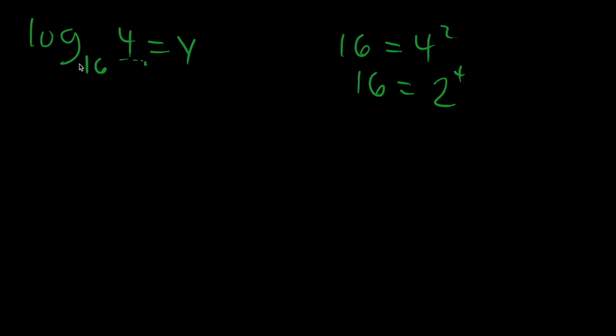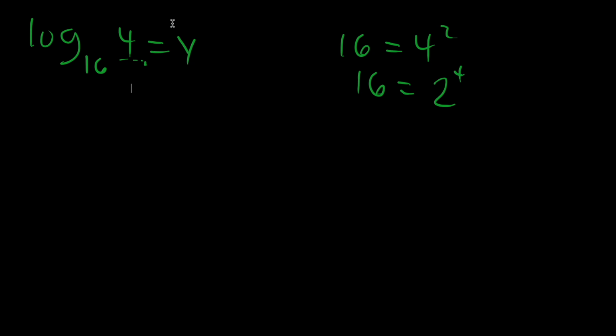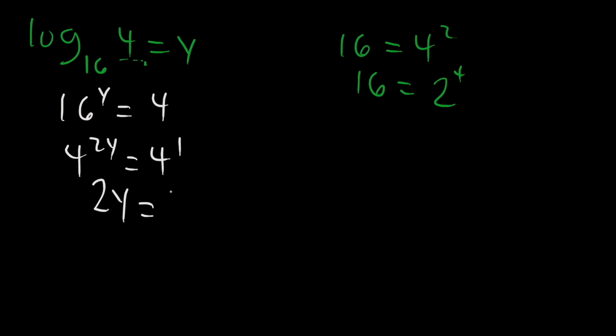So this is going to be equal to 1 over 2 times log base 4 of 4, which is equal to y. And log base 4 of 4 is going to be equal to 1. So 1 over 2 is equal to y. You can also solve the problem by using simple algebra. 16 to the power of y is equal to 4. So 4 to the power of 2y is equal to 4 to the power of 1. So 2y must be equal to 1. Then y will be equal to 1 over 2. So these are two different ways of solving the problem.